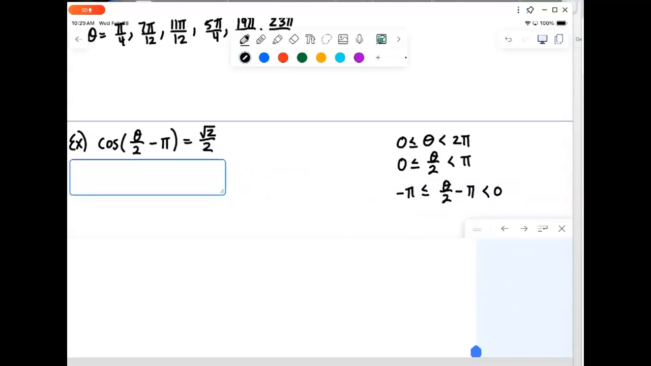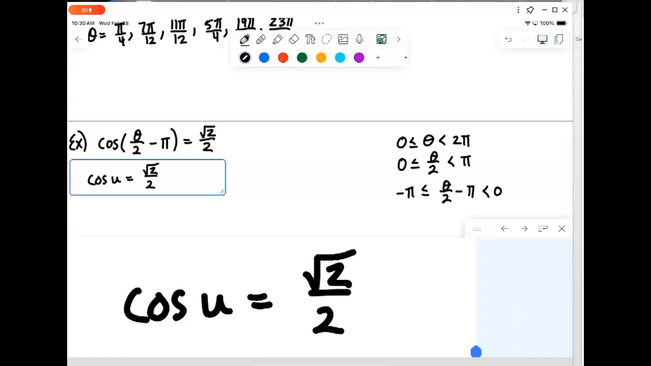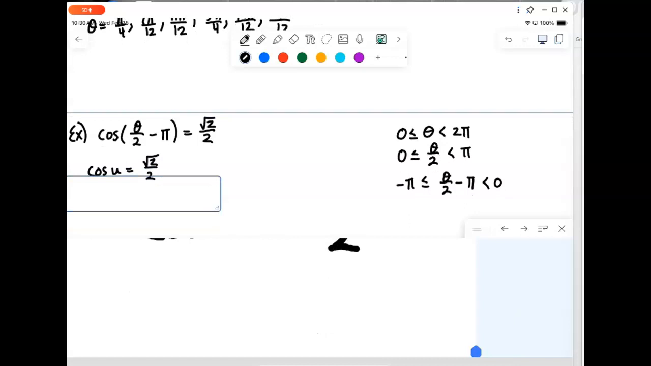So we write this up as cosine u equals square root of 2 over 2. We would need to find the reference angle, u sub r, which again, square root of 2 over 2 is one of our exact values, 0.707, which comes from the cosine of 45 degrees, or pi over 4 in radians, which we need to be in.